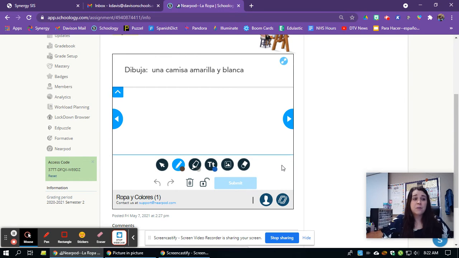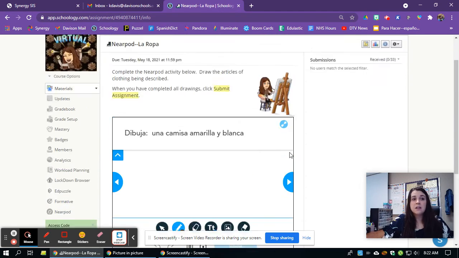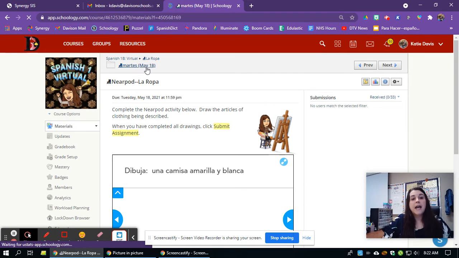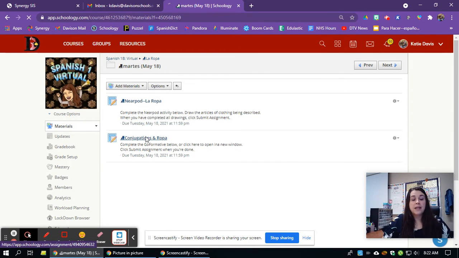And I believe there are 10 of them on here. So once you've done all 10 and you've submitted it, you're going to submit an assignment in Schoology. And then you'll move on to your assignment that is on Go Formative.